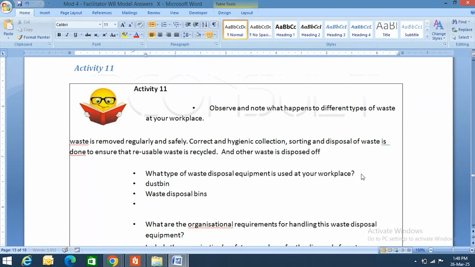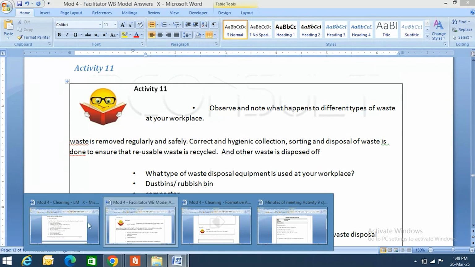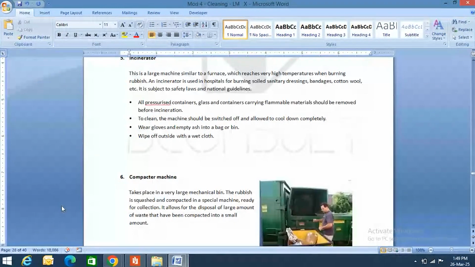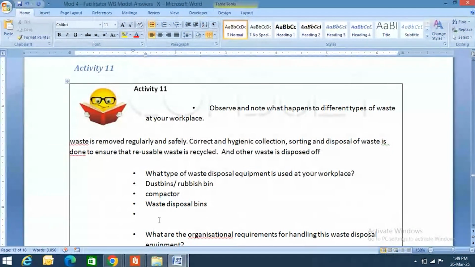We also have compact. Okay, so you're gonna write compactor. What else? Do you all have anything else? No. Okay, so you all got that too, compactor machine, right? Yes. Okay, so leave this one out because I wrote waste disposal bin, but let's just say dustbins and rubbish bins and compactors.